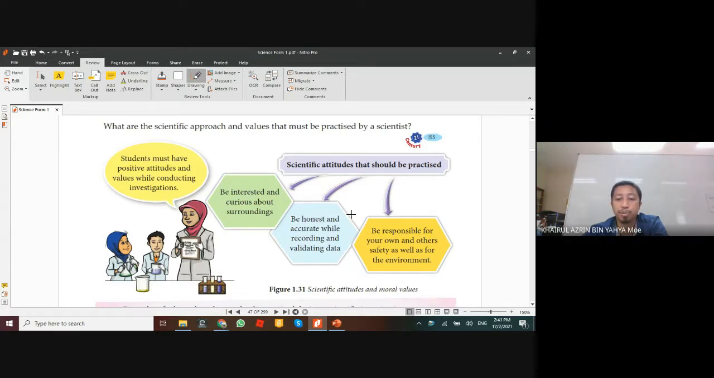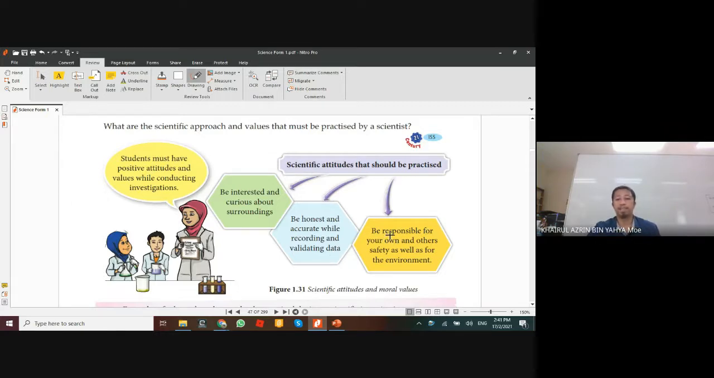Be honest, jujur, and accurate. Accurate itu tepat. While recording and validating data. So bila ambil data tu, kita record data, catat data, buat pemerhatian, jujur dan ambil record tu secara tepat. Be honest and accurate.